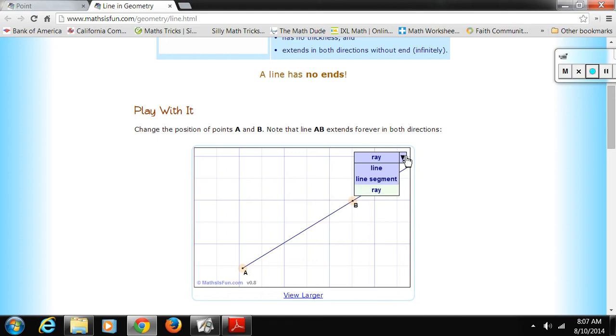Now keep in mind, all you need for a line are 2 points. 2 points make a segment. 2 points make a line. You need at least 2 points to make a ray, but a ray continues in one direction forever. A line goes in both directions. A ray only goes in one direction.